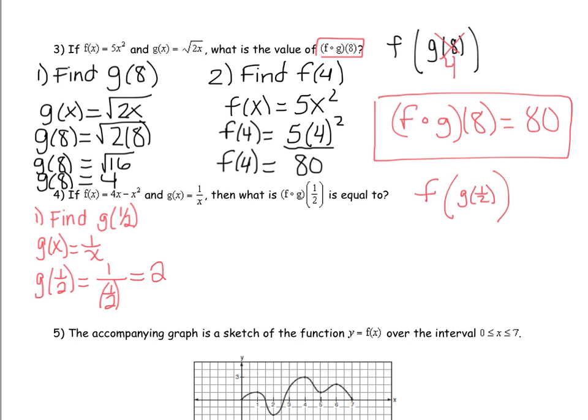All right, so g of a half equals 2. So instead of g of a half, I'm going to put 2. So my second step is going to be now to find f of 2. So step 2, find f of 2. So we're going to rewrite the f of x function. And then we're going to plug in 2.